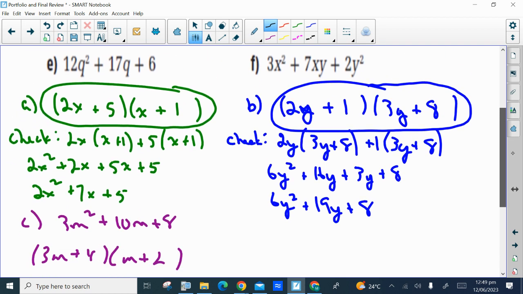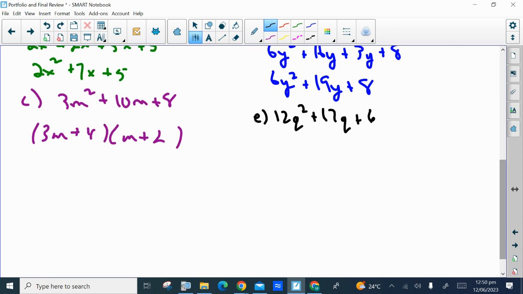So the next one is E, 12q squared plus 17q plus 6. No common factor there. So if there are factors, they'll be binomial factors. The front terms multiply to get 12q squared. I will try 3q and 4q first, the ones that are closest together. If I can't get those to work, then maybe I'll try 2q and 6q or 12q and 1q. But I normally start with the numbers that are closest together.